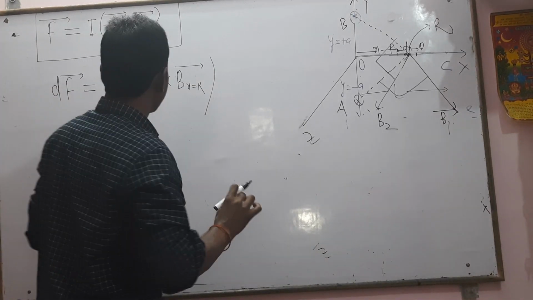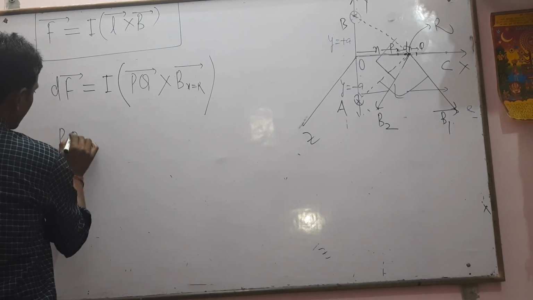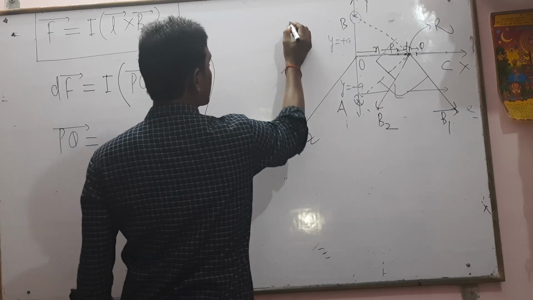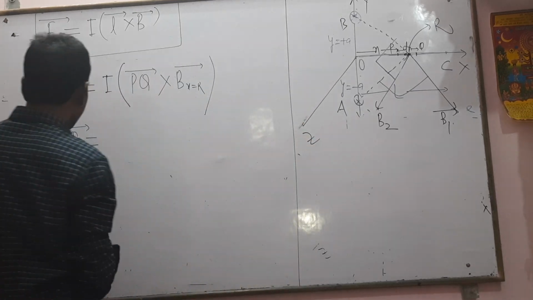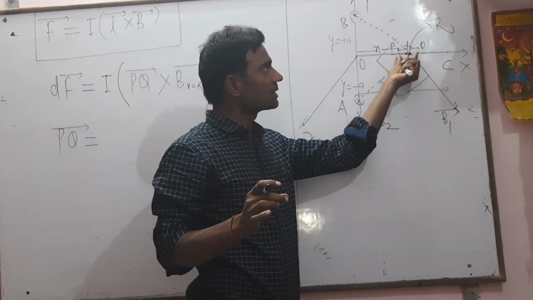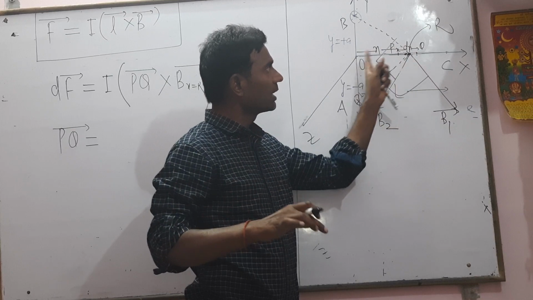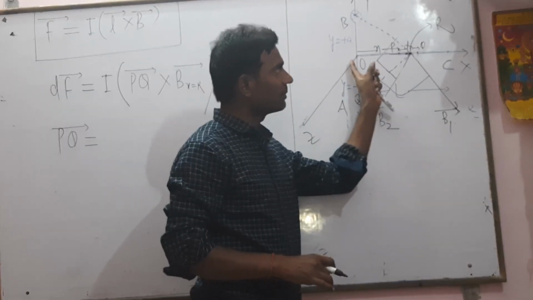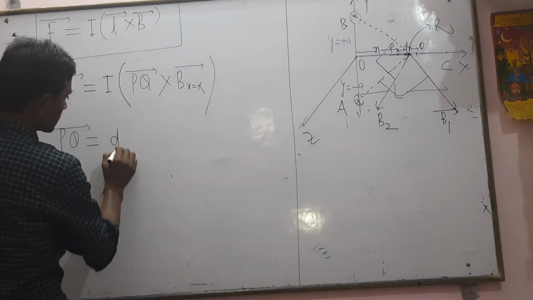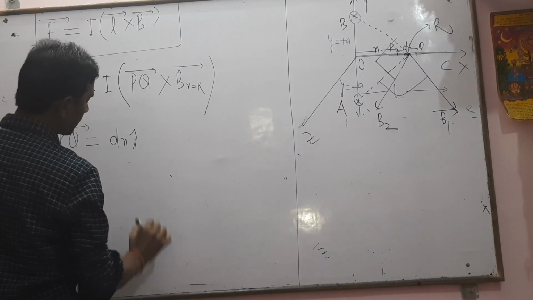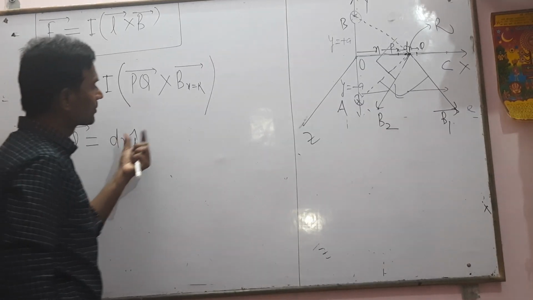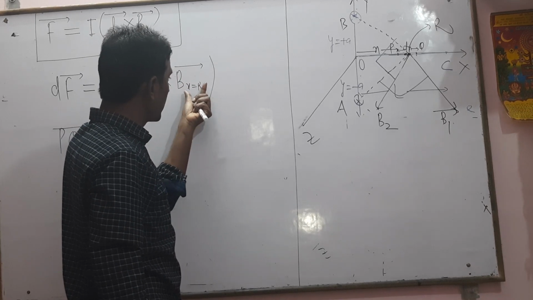Okay, so we are trying to find out the PQ vector equals to, PQ is a small distance whose magnitude is dx and direction will be along the current. So direction of a current will be along the plus x-axis. In that we can say this is the dx length and this is the i cap. Direction will be i cap and magnitude will be PQ equals to dx. Okay. So magnetic field at B point at x equal to r.